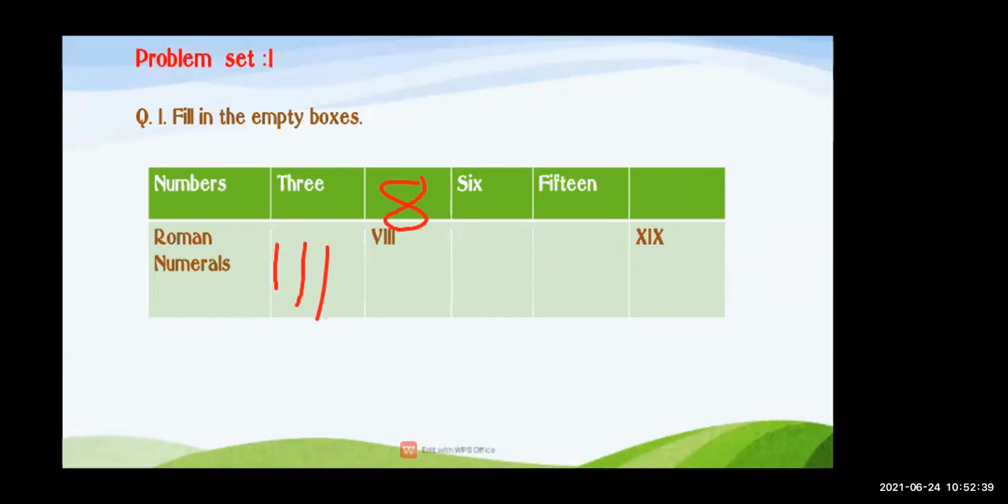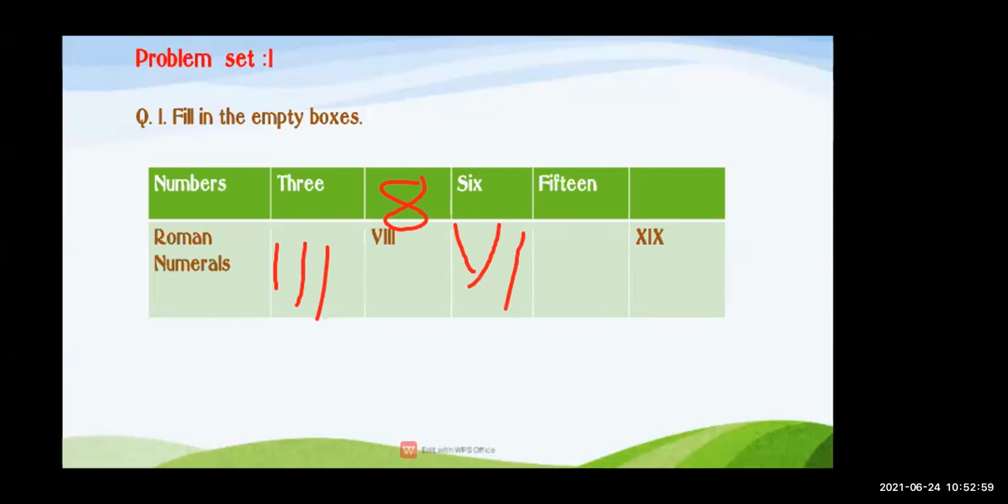Now next is 6. How are you going to write 6? It is given as a number, that is 6. Very good, Manvi. How are you going to write it? You are going to write it in the form of Roman, that is V and I.